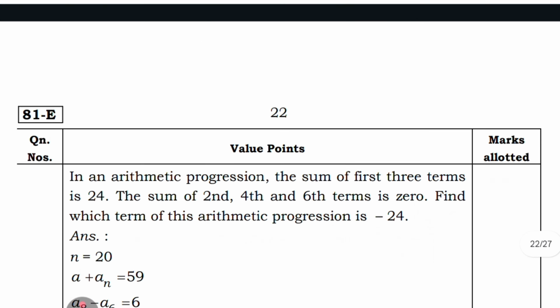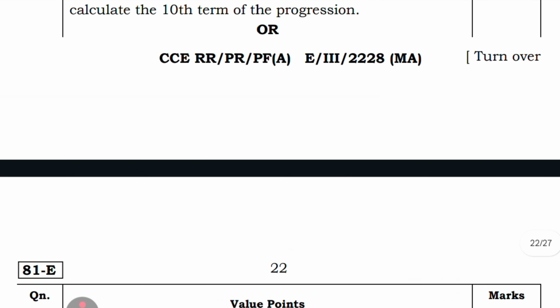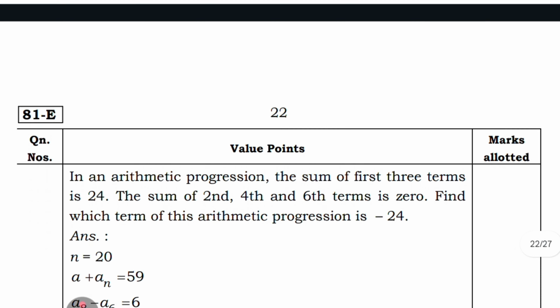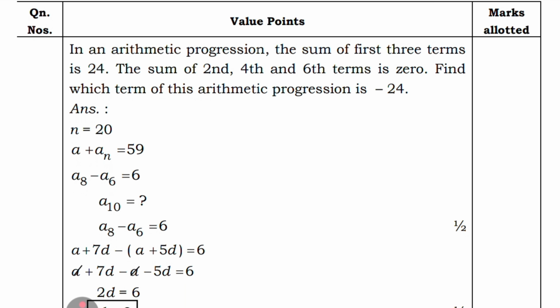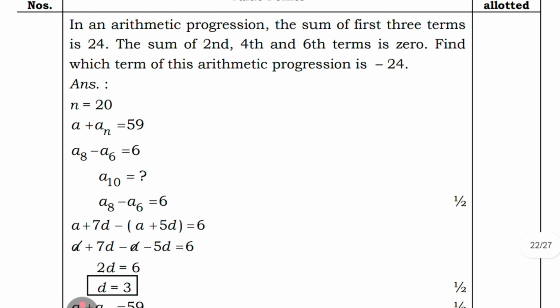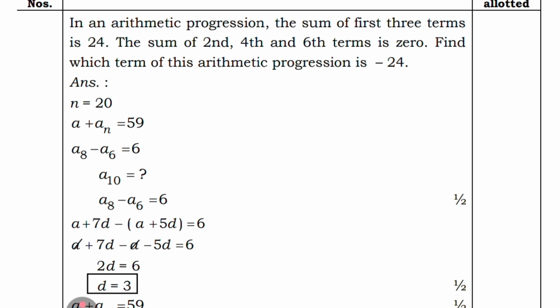The answers start from here, but they have given OR option for this. Or question start: in an arithmetic progression, the sum of the first 3 terms is 24. The sum of second, fourth, and sixth term is 0. Find which term of this arithmetic progression is minus 24.